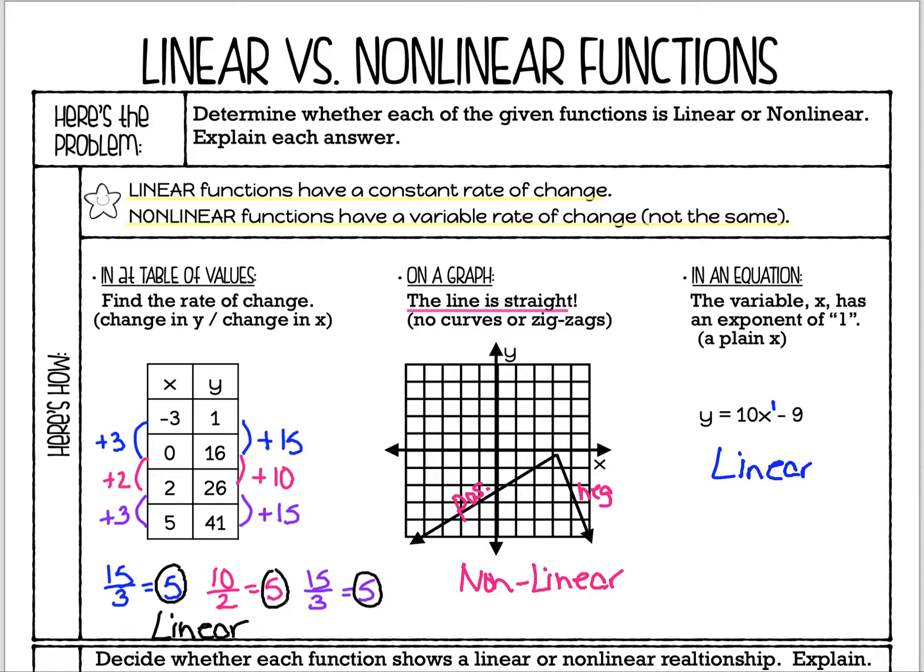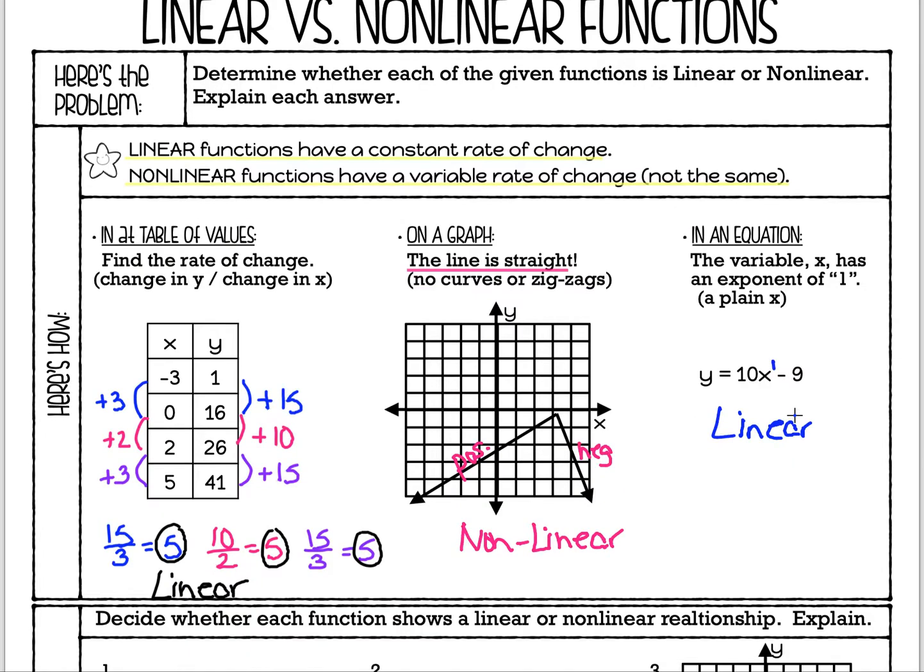And that's it, right? If we were to graph this line, we would put a point on -9, because that would be our y-intercept. And then we'd be going up 10 and right 1, up 10, right 1, up 10, right 1. So that would be a constant rate of change.